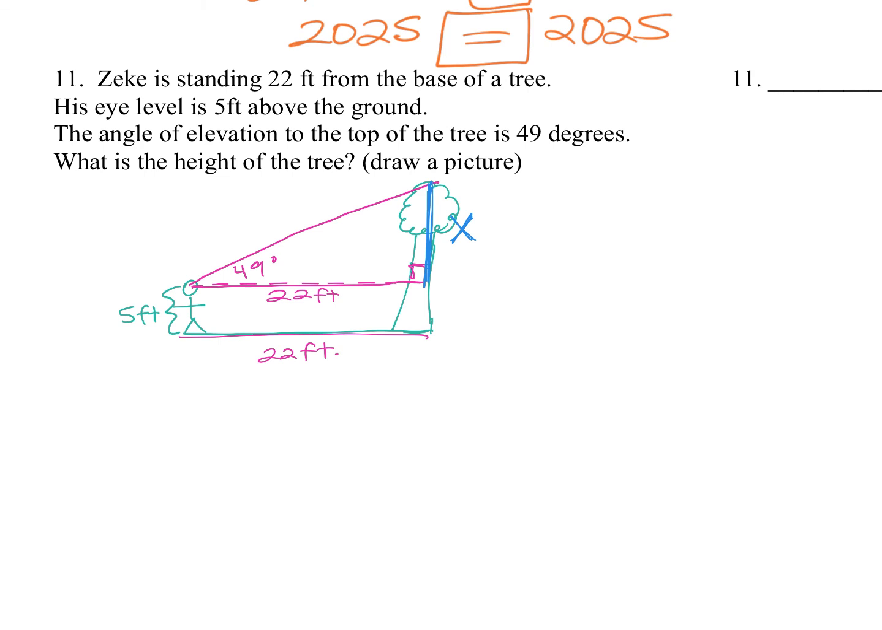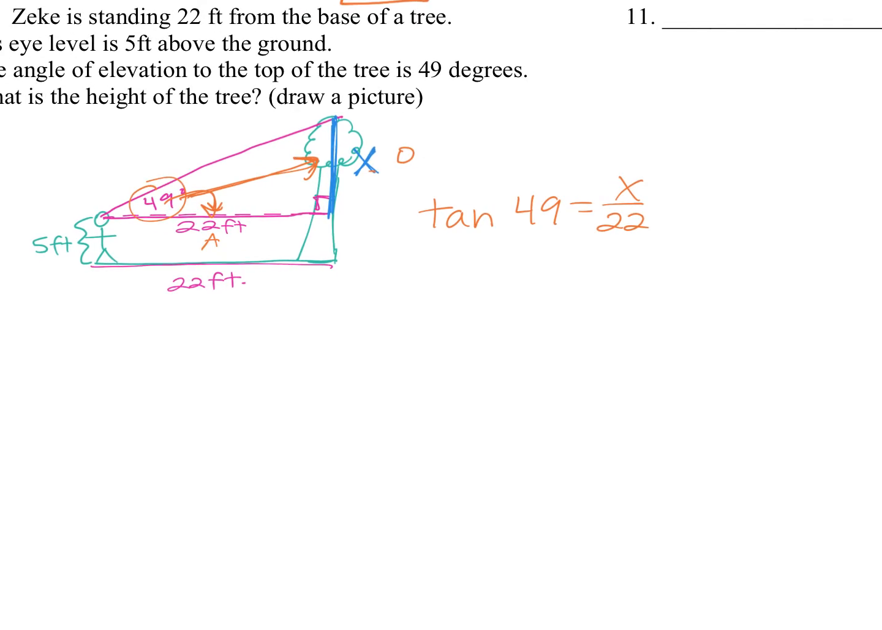How do you find x? What I did was, I labeled x opposite, and 22 adjacent, and then I did tan 49 equals x over 22. Perfect. So you have the angle, opposite is your x, adjacent is your 22. So that's tangent 49 equals x over 22. How do you solve for x? Multiply by 22. This goes away. So you're plugging this into your calculator for x. 22 tan 49 is 25.3.